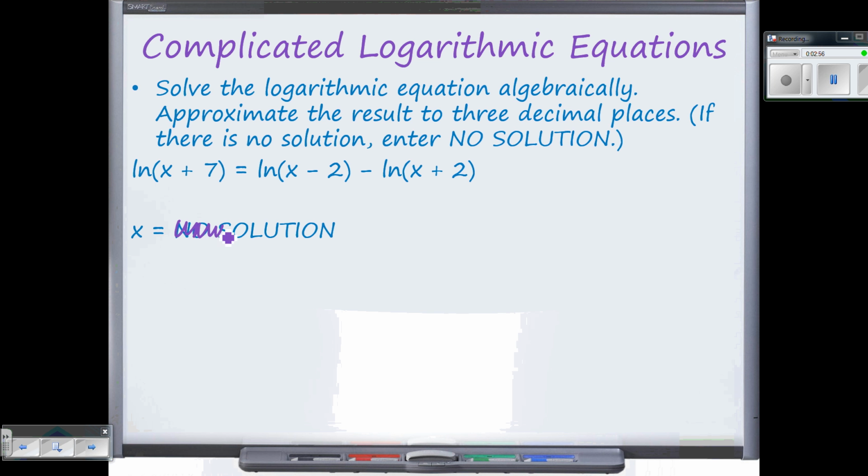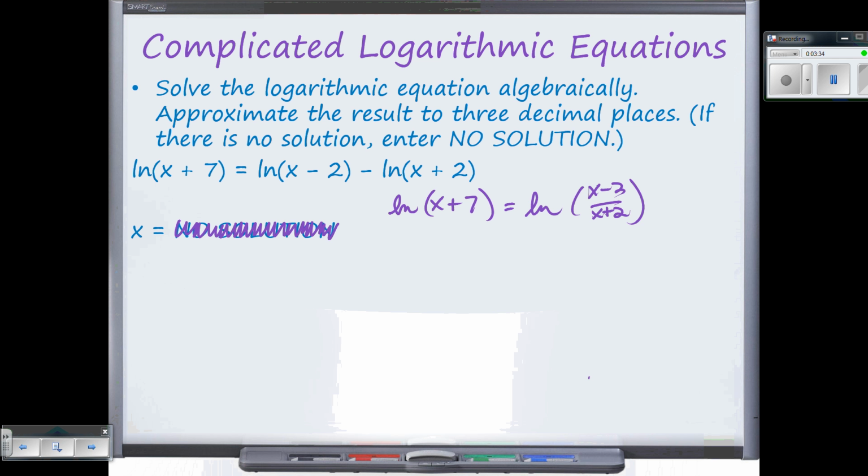Here, we're going to ignore this because that's actually supposed to be for the previous one. All right, here I have one natural log on one side and 2 on the other. Well, what I'm going to do is condense the side that has 2 so I have 1 and 1. Then I can do my one-to-one property. So this is going to give me natural log of x plus 7 equals natural log of x minus 2 over x plus 2. Notice it's a subtraction where I divide them.